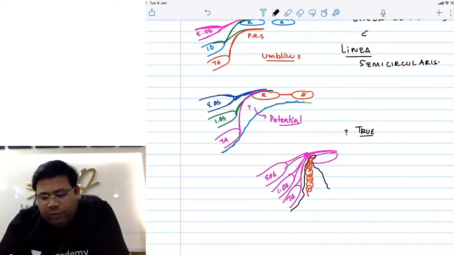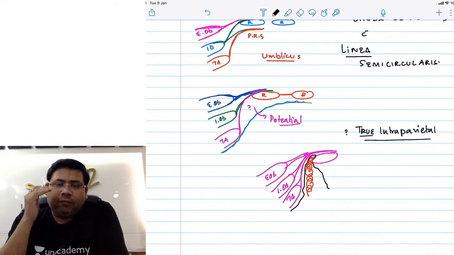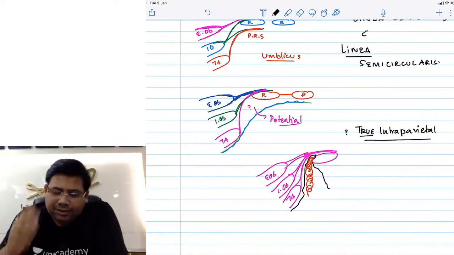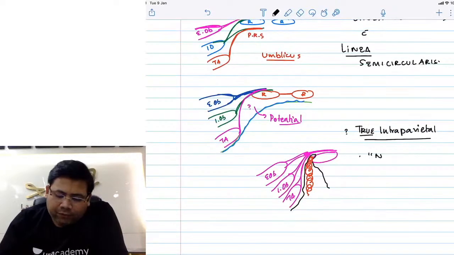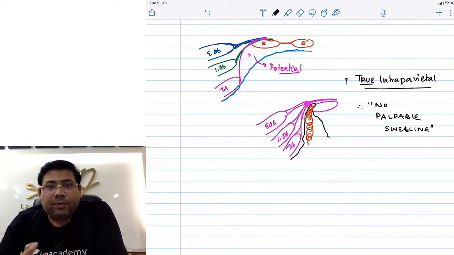What do you mean by true intraparietal? I agree that below the umbilicus, the posterior rectus is not there. But if you see the anterior rectus, it is more reinforced, and hence there is no palpable swelling. So there is no palpable swelling, and this is the USP. Are you getting this or no? No palpable swelling. So this is 100% intraparietal.